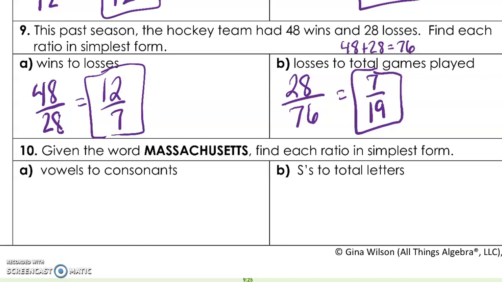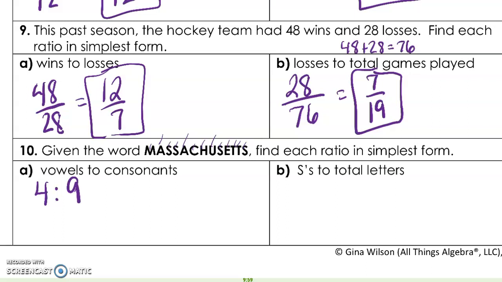All right, number 10, we have the word Massachusetts, and we need to find the ratio of vowels to consonants. So vowels would be A, U, and E. So there are 4 vowels. I'm going to write this one with a colon just so you have the different options. And then 1, 2, 3, 4, 5, 6, 7, 8, 9 consonants. That doesn't need to be simplified. There's nothing that goes into both 4 and 9.